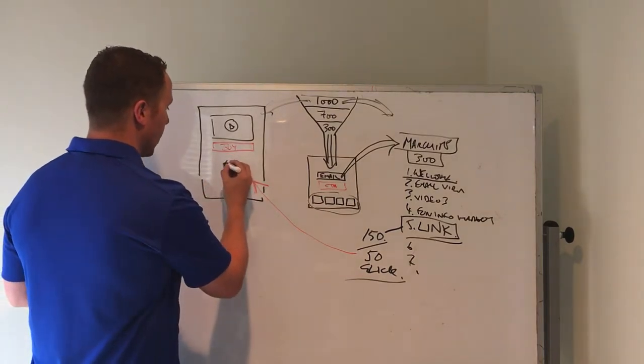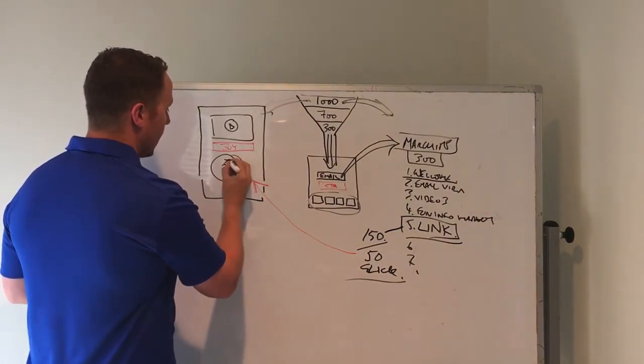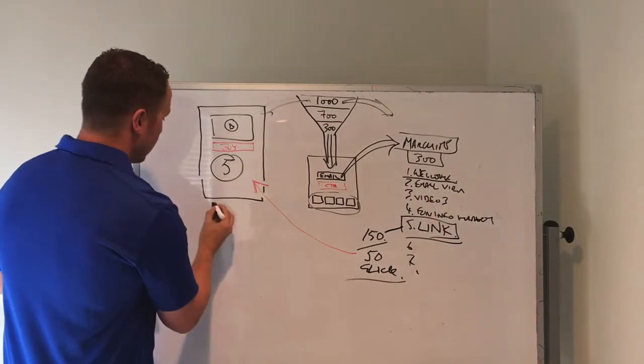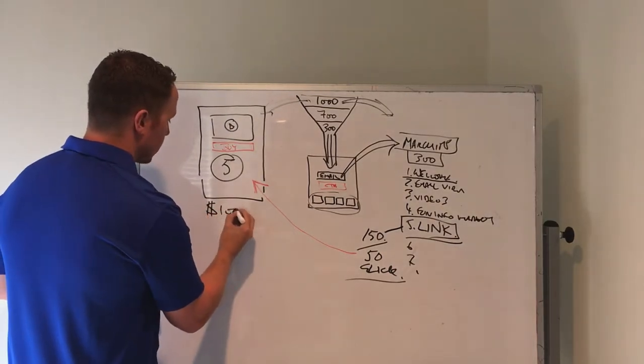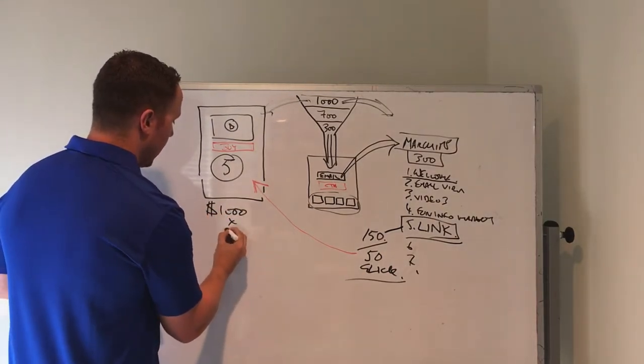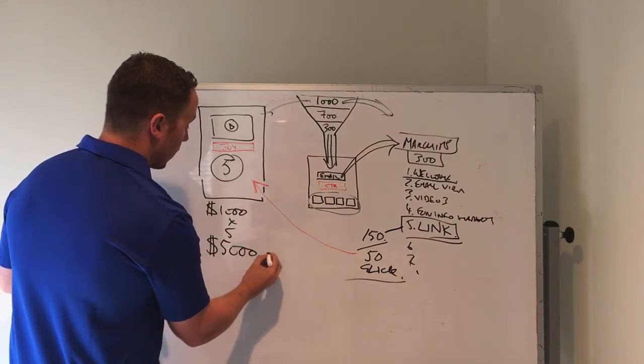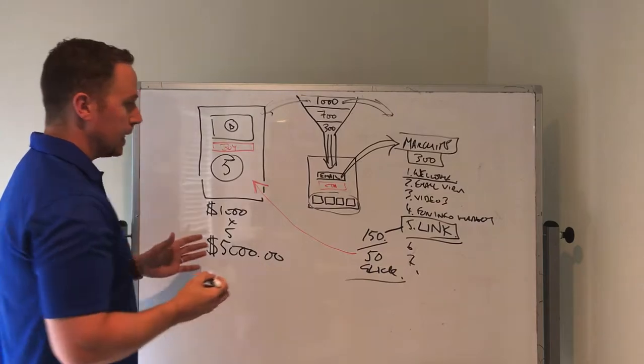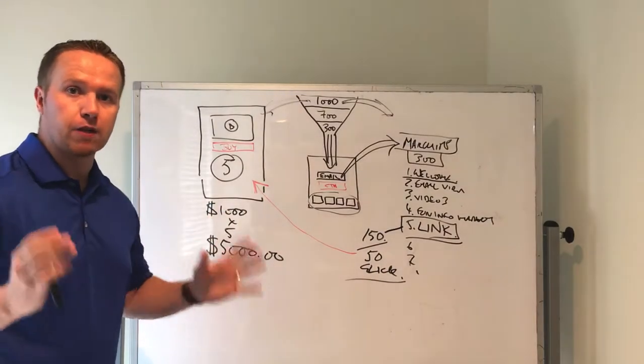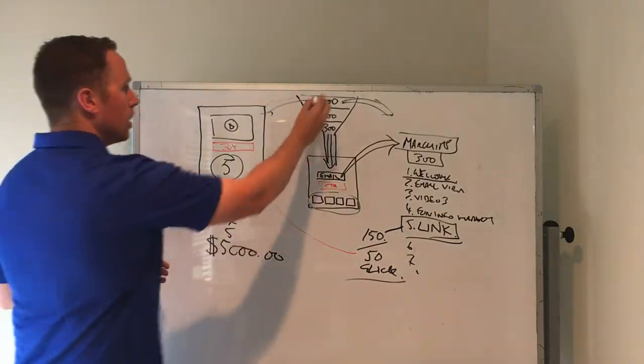So again, it goes down like 10%. So 5 people buy your product. Now say your product's $1,000. Buy 5. So that is $5,000. And really the end of this kind of mini funnel, the simplest of funnels.